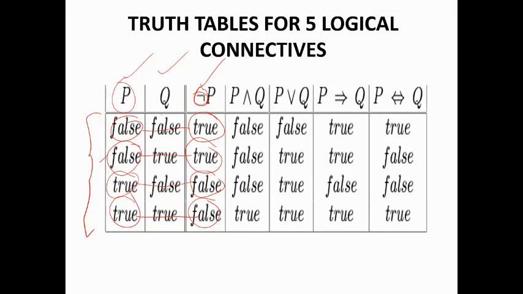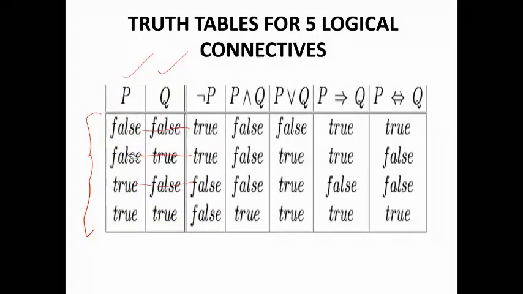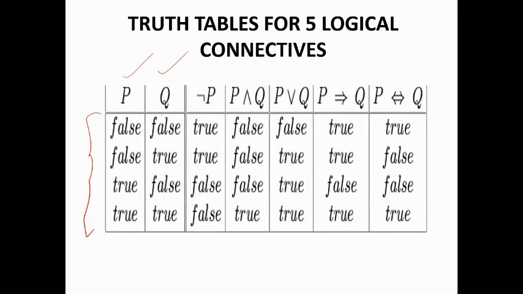Let's go to the next one. So this is negative, how we can change the sentences into negative. How about P and Q? There are two sentences, P and Q.